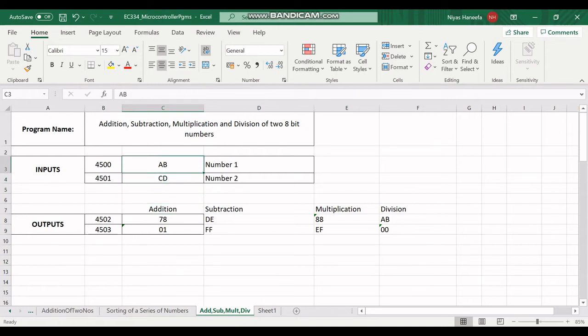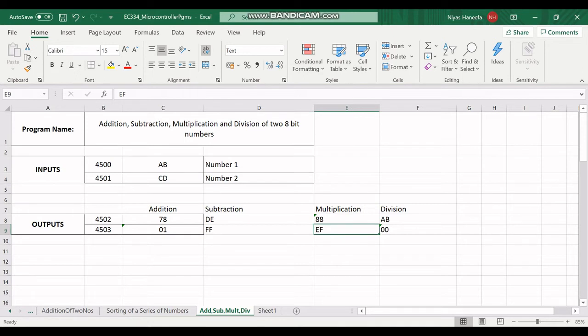If you add AB and CD in calculator, you will get 0178. So 01 is the highest byte that goes to the highest address, and 78 is the lowest byte that goes to the lowest address. Then if you subtract AB and CD, you are going to get FFDE, indicating that it is a negative number because AB is lesser than CD. AB minus CD, the result is FFDE. That means this FF does not correspond to the magnitude, but indicates that it's a negative number. Minus DE is what you are going to get.